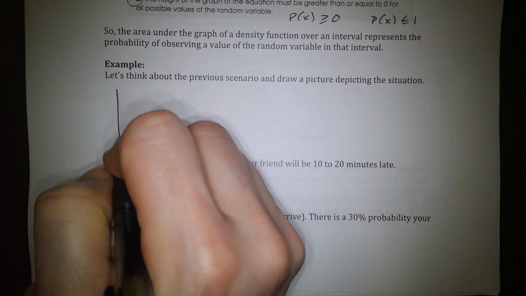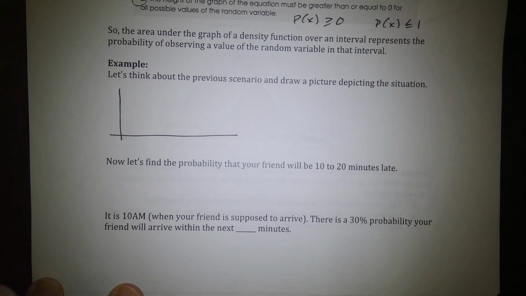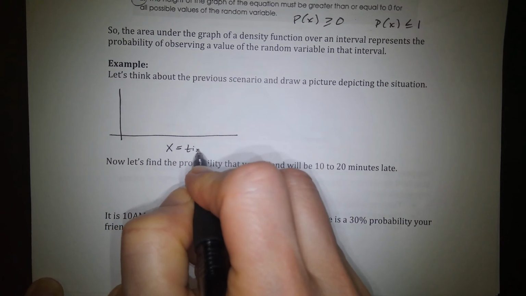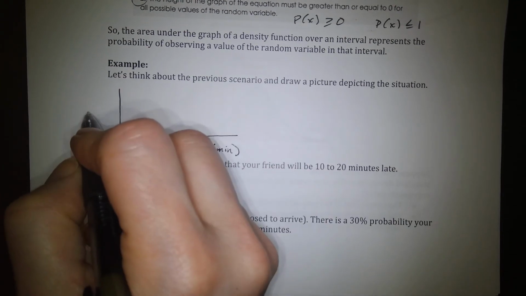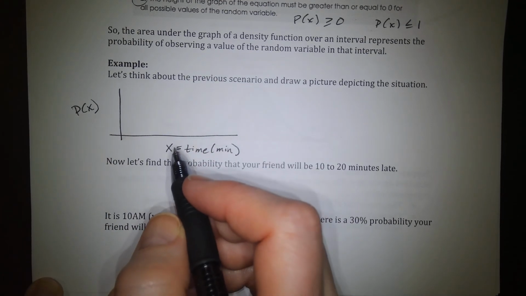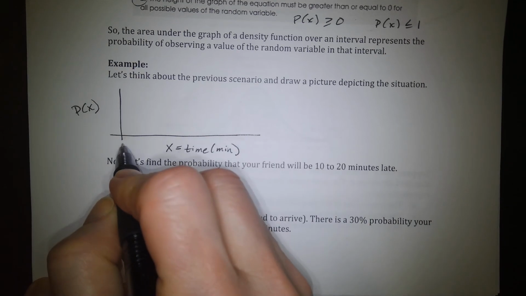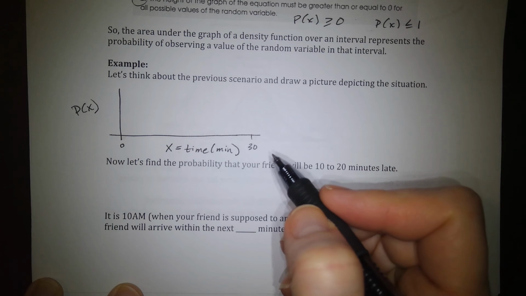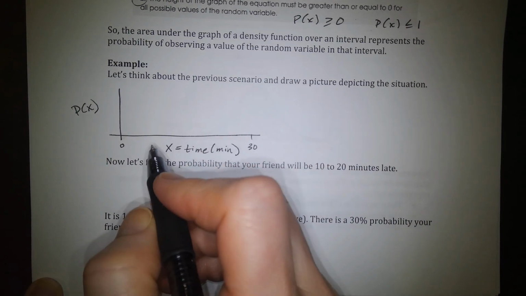If I were to draw a histogram of the above example with my friend that is always late, remember you always put your variable down here at the bottom. In this case it is time in minutes. The probability is always going to be on the vertical axis. The time that he can be late is going to range anywhere from 0 to 30 minutes. And the probabilities are all going to be equally likely that he might be late.